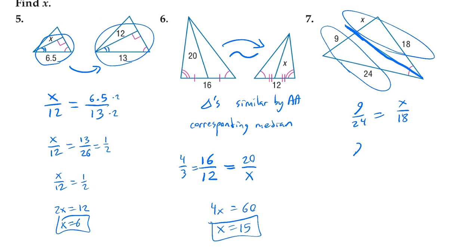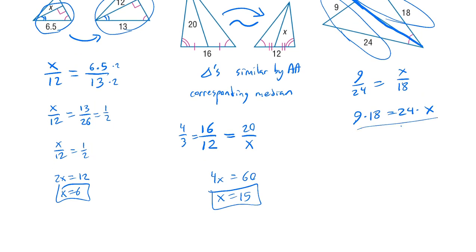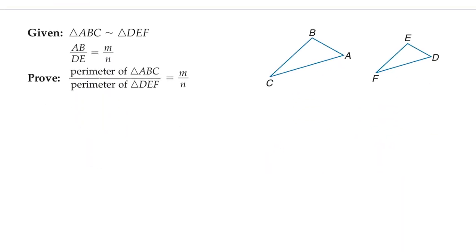But whatever, let's multiply. So we got 9 times 18 equals 24 times x. I don't want to do that, so I'm going to divide both sides by 6. So I get 9 times 3 equals 4 times x. That's better. Okay, 27 equals 4x. Divide by 4, we get x equals 27/4. All right. Now let's prove that perimeter one.